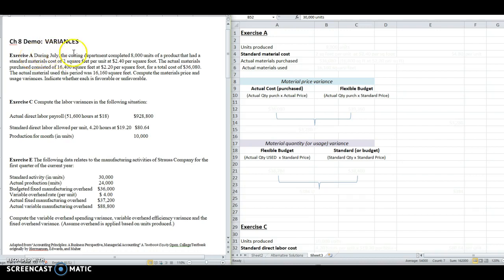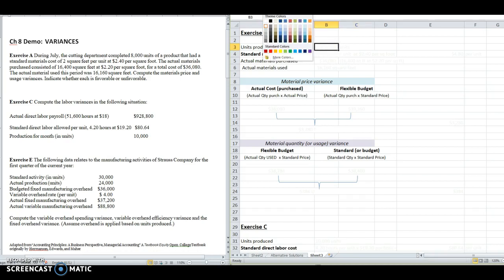It says, during July, the cutting department completed 8,000 units of a product with standard cost of 2 square feet per unit at $2.40 per square foot. So we need to first figure out the information that we need. From that first sentence, we know that we have units produced equal to 8,000 units. We have a standard material cost. This is what our goal is for our material cost. It says 2 square feet per unit at $2.40 per square foot. So we'll add that in here.